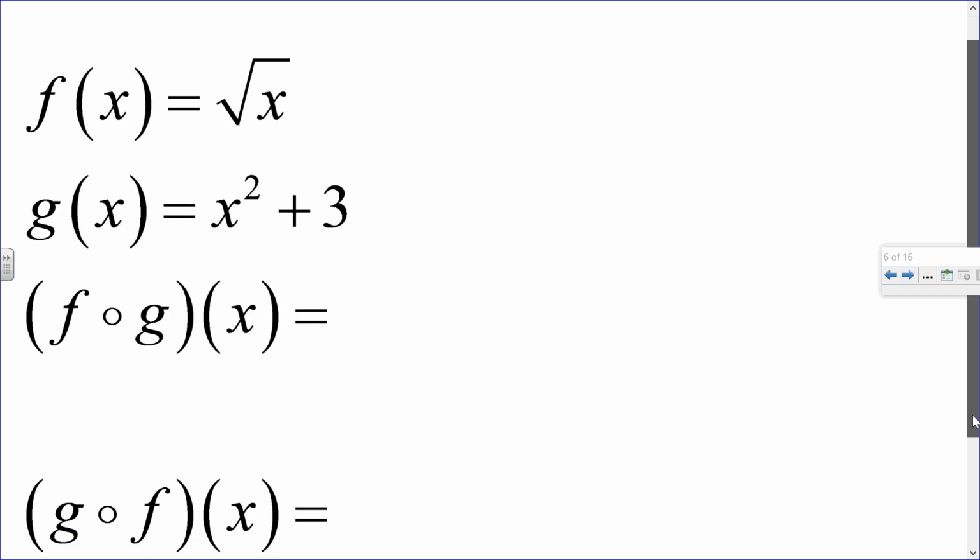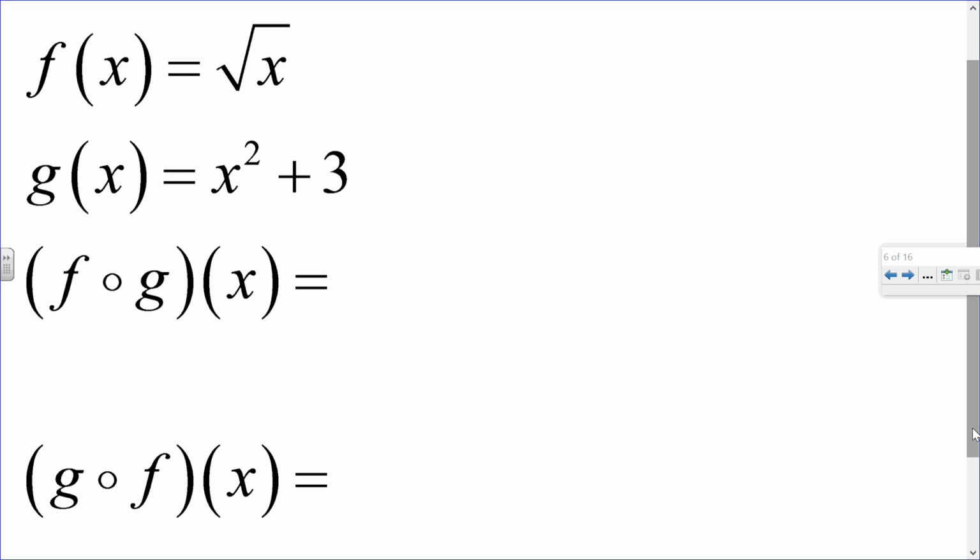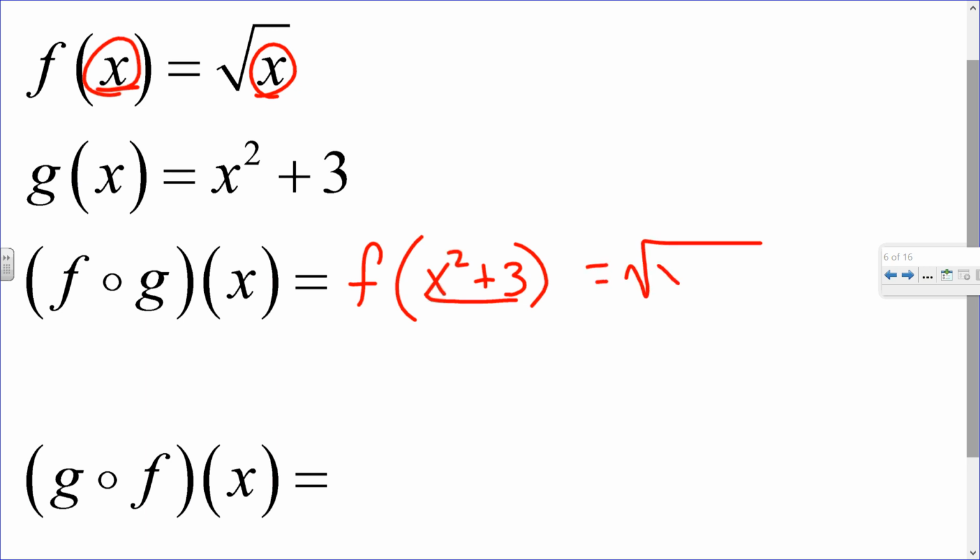So let's take one where we know what the functions are, and we need to do the compositions. This says I need to take f of g of x. But g of x is x squared plus 3. So if I am plugging x squared plus 3 into the f rule, what do I have on that one, Ava? Perfect. The square root of x squared plus 3. Do you see how that one looks like x squared plus 3 is on the inside, and the square root symbol looks like that's on the outside?